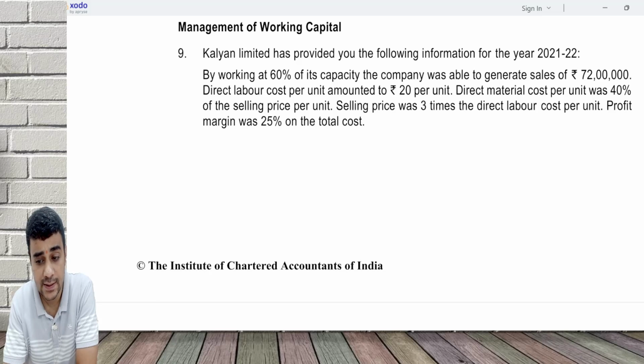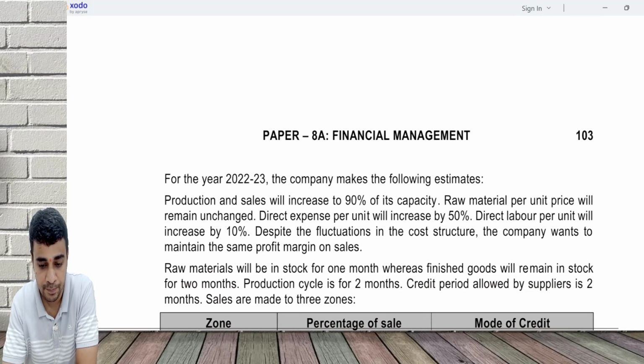By working at 60% of its capacity, company was able to generate sales of 72 lakhs. Direct labor cost per unit amounted to 20. Material cost was 40% of the selling price. Selling price is 3 times of the direct labor and profit margin is 25% of the total cost. I think one of the good problems in this RTP.